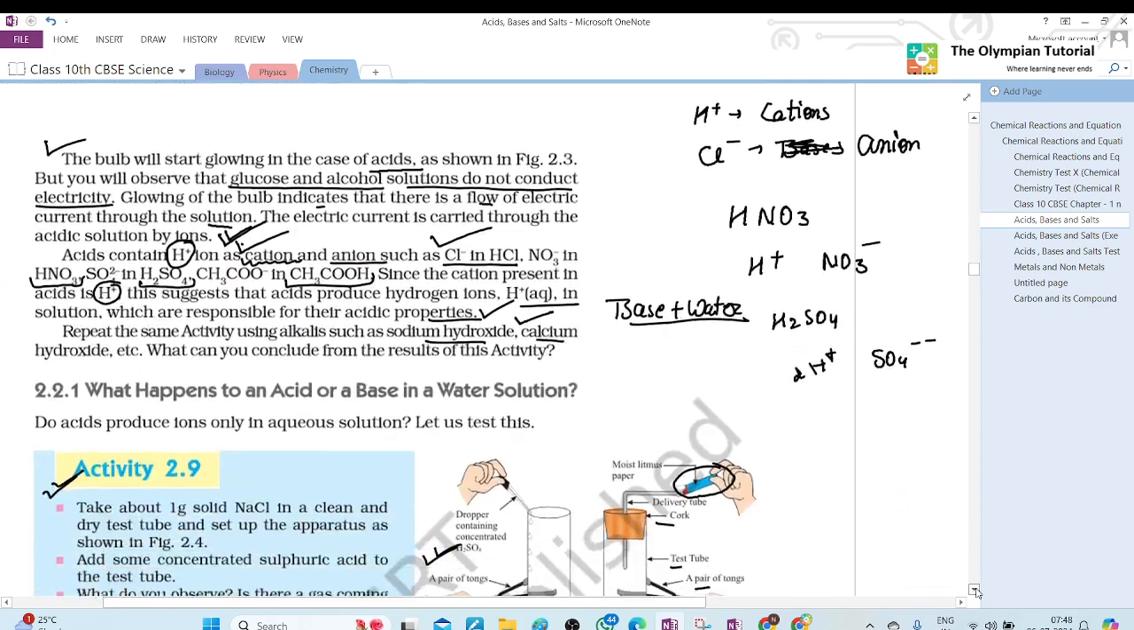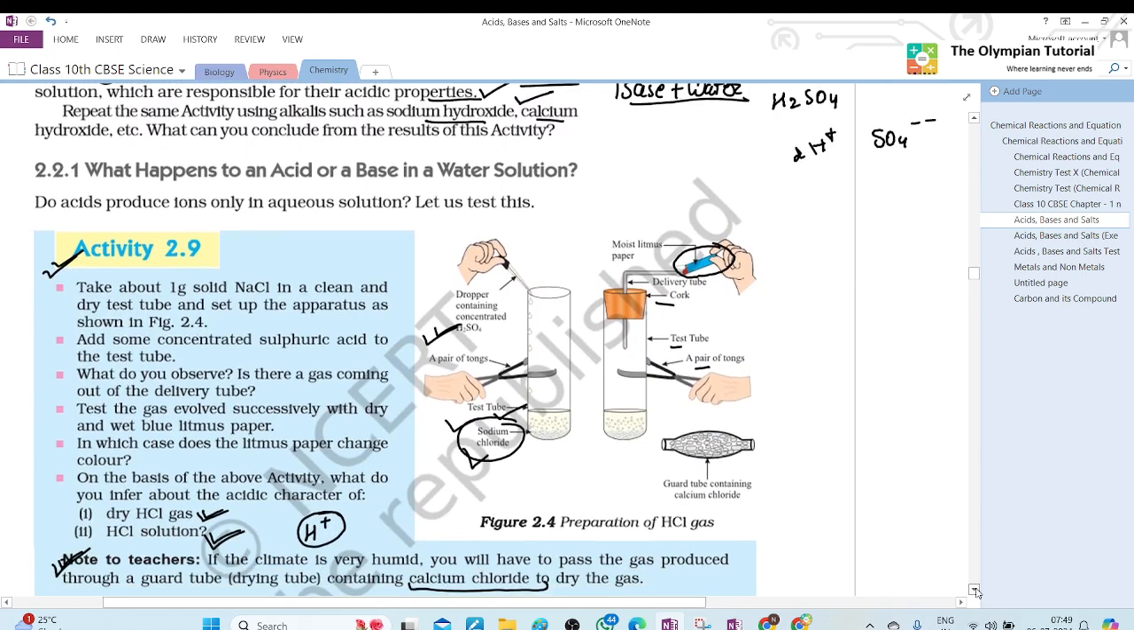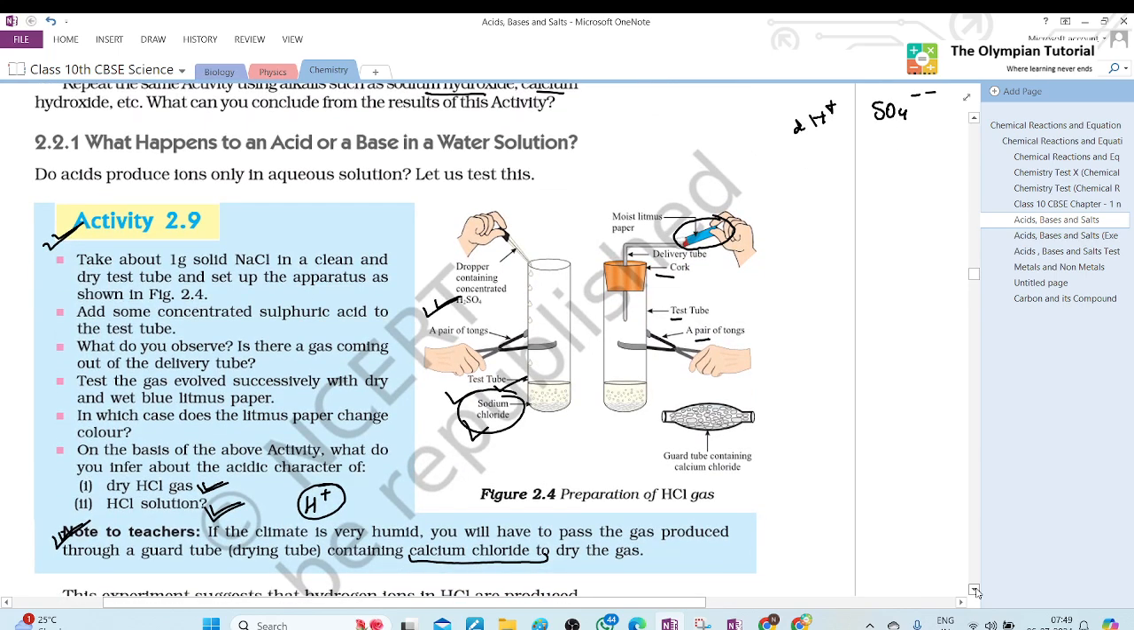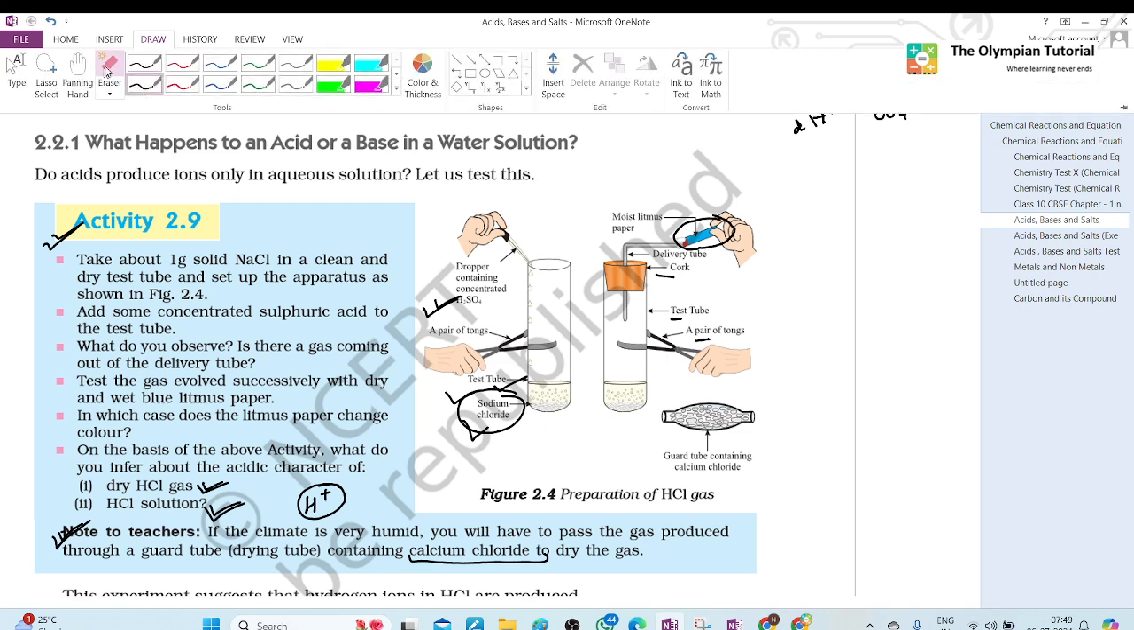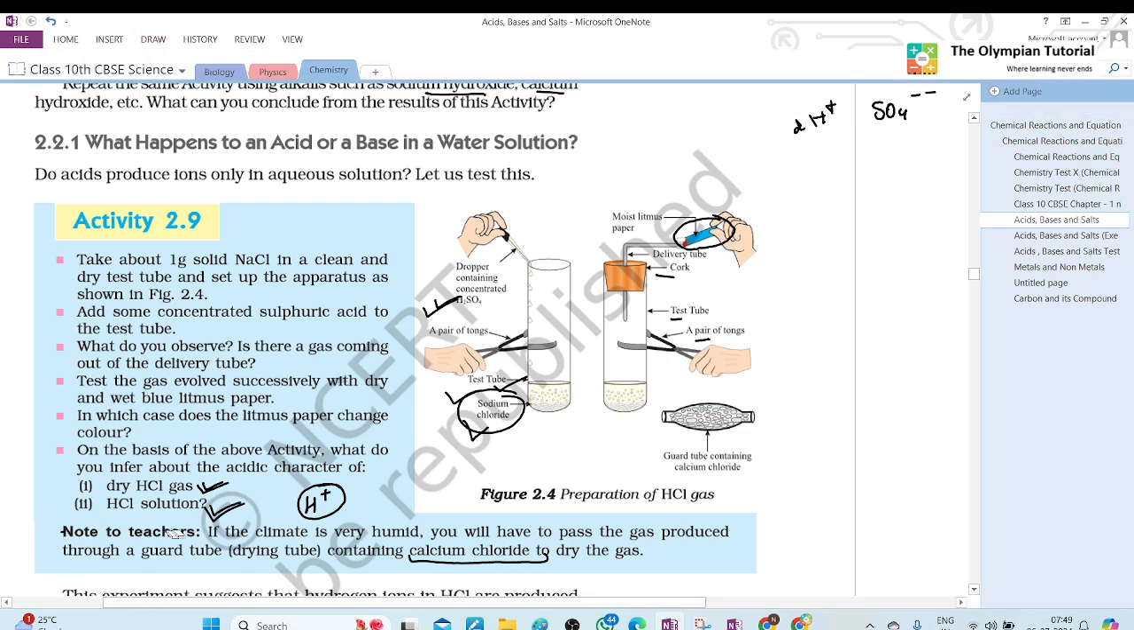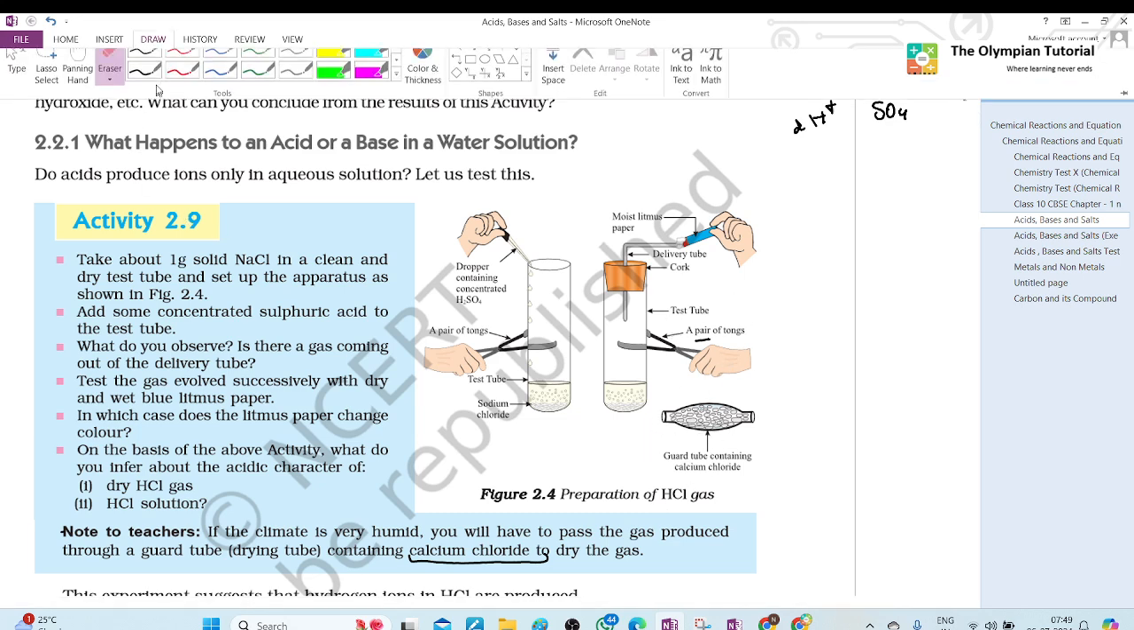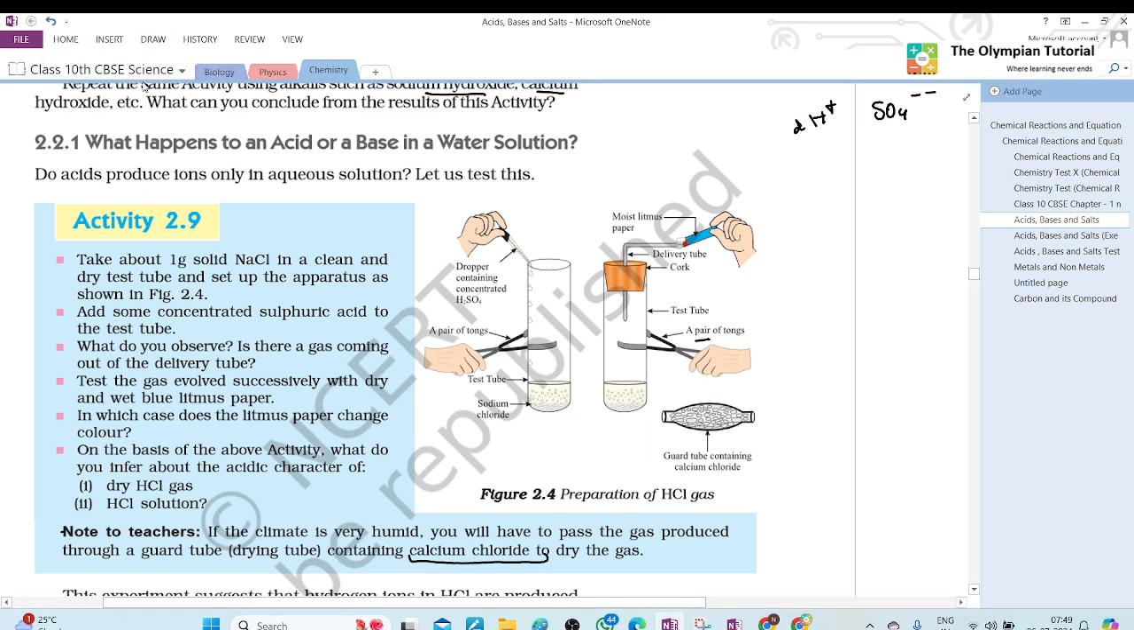Now, what happens to an acid or base in a water solution? You have to complete that topic according to you. Now, read activity 2.9. What happens to an acid or base in a water solution?